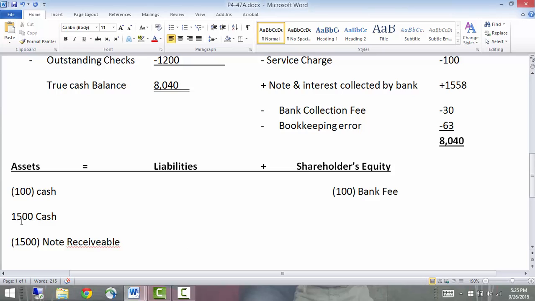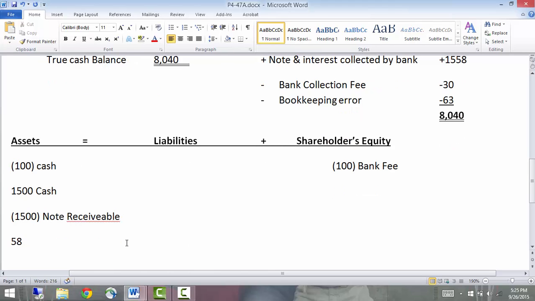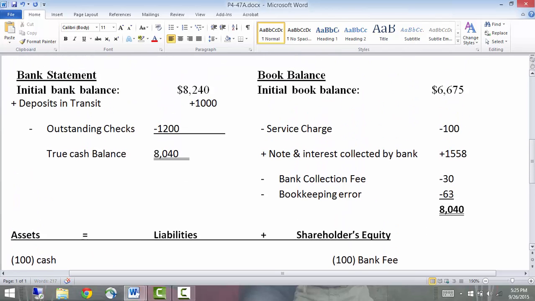Okay, and then that's balance. So now we have to deal with that interest. They paid us $58 of interest, so that's cash. And let's go back and look at what that says up here.